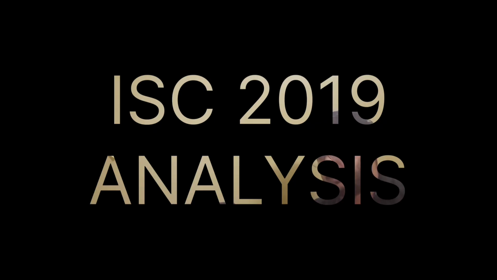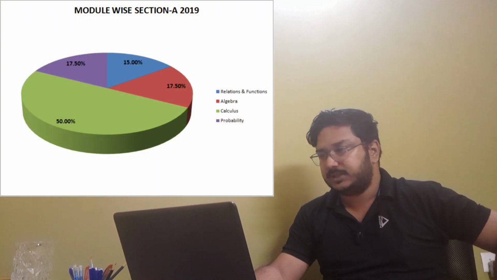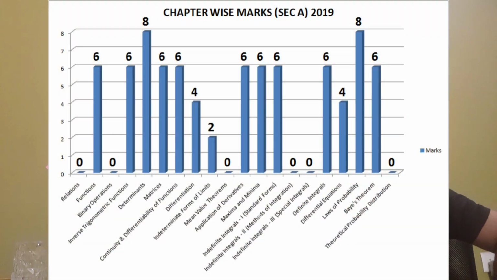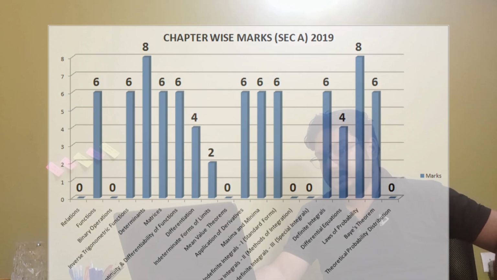Now let us go to year 2019. In the year 2019, calculus again, as usual, has 50% in section A. Chapter wise, if we see determinants and laws of probability, both of them have got the highest number of questions. The chapters which have got no questions are theoretical probability distribution, indefinite integrals 2 and 3, mean value theorems, and relations. So these are the chapters having no question.